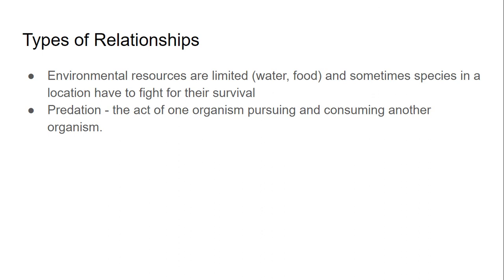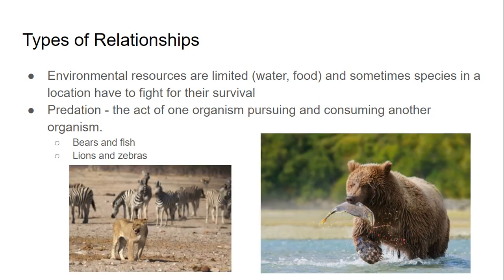So predation is just the act of one organism pursuing and consuming another. This is the kind of thing that you would normally see on like National Geographic. Something where there is one organism pursuing and hunting down another one. So something like bears and fish or lions and zebras. So in this case, we know that there is no benefit for the fish or the zebras. The bears and lions are doing what they need to do in order to survive, which means that they are going to completely kill off this other animal in order to be able to get that resource that they possibly need.